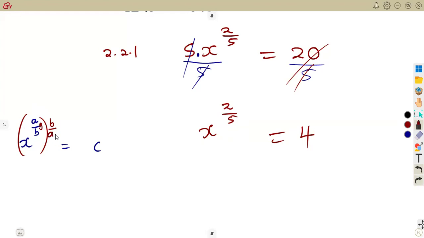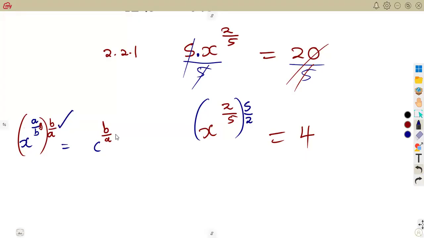Raise it also to this exponent, b over a. The reciprocal. Just interchange that fraction. A over b changes to b over a. So what is the reciprocal of 2 over 5? You just have to interchange: 5 over 2, the reciprocal. So you raise to the exponent of the reciprocal of the exponent, which is 5 over 2.